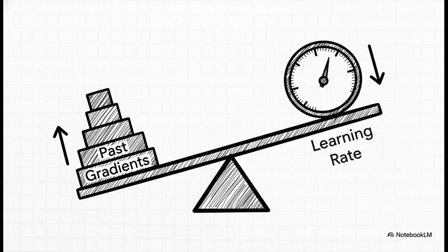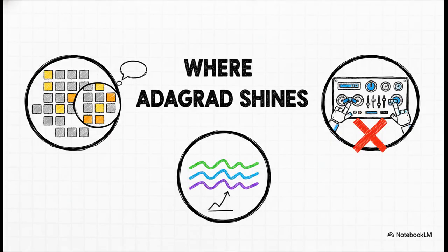So here's the whole idea in a nutshell. For any one parameter, the more it has been updated in the past, the smaller its updates are going to be in the future. It's that simple. If a parameter has already seen a ton of action, Adagrad tells it, okay, calm down, let's make smaller, more careful changes now. But if another parameter has barely been touched, it gets a bigger learning rate to help it catch up. And this is exactly what makes Adagrad an absolute superstar in certain situations.